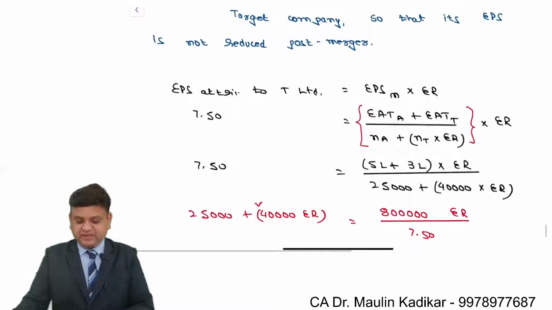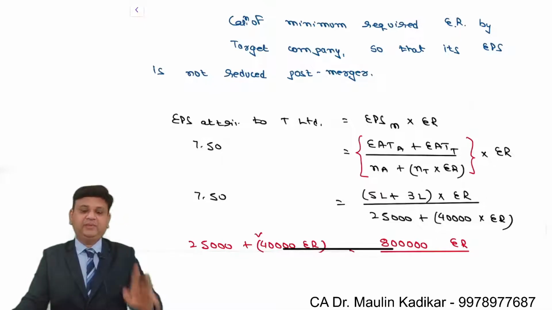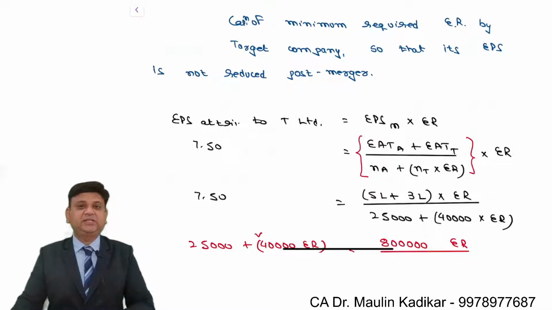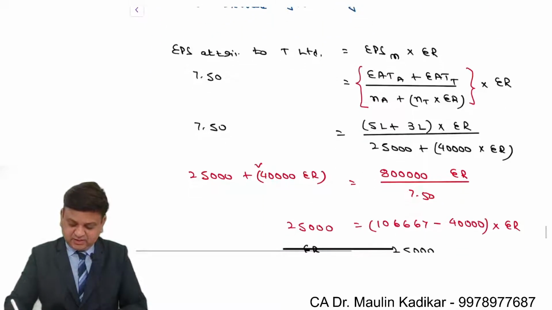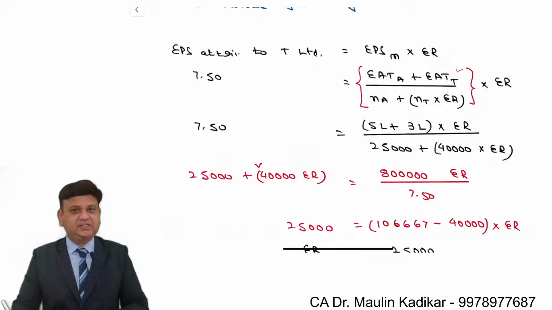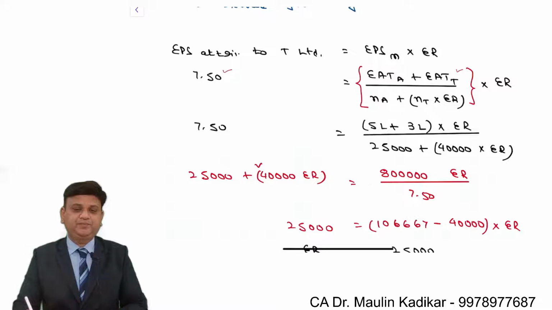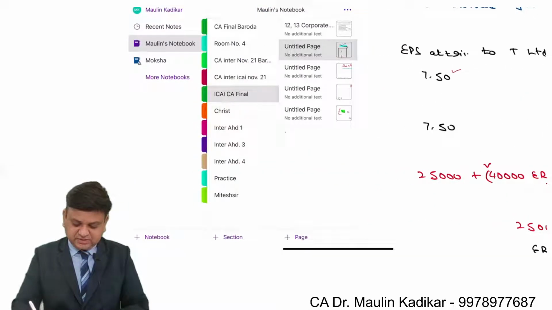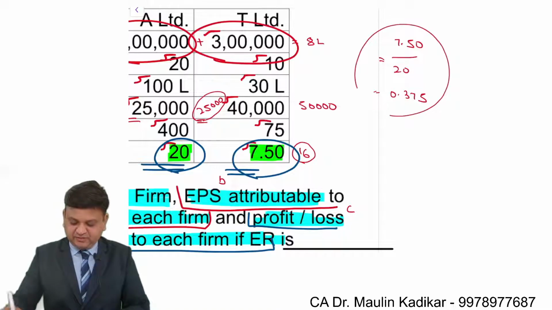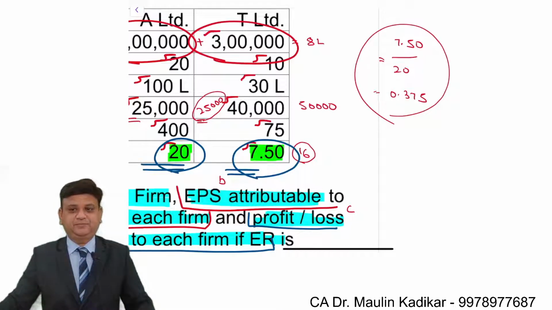This shortcut method can be applied subject to fulfillment of two conditions. The first condition is that there should not be any increase in the earning due to merger, and the second is that you are required to compute the break-even exchange ratio, such exchange ratio at which you have neither profit nor loss. In that case, you can apply this simple formula for the purpose of making the calculation of the answer.